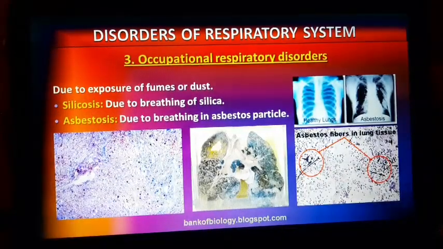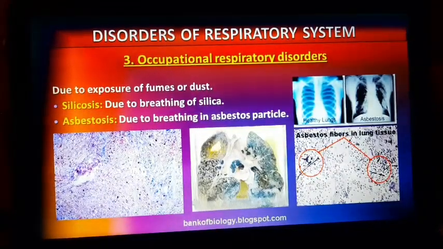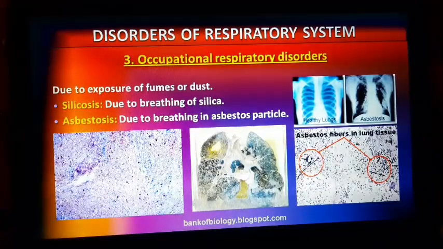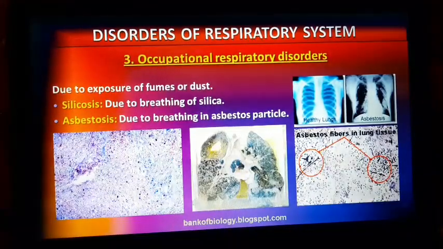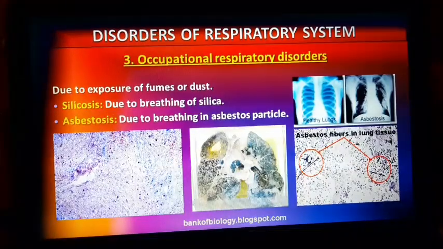And again, there will be suffocation. More quantity of mucus is also secreted. As a result, the lungs get damaged in due course, and if it is not controlled, it leads to death.